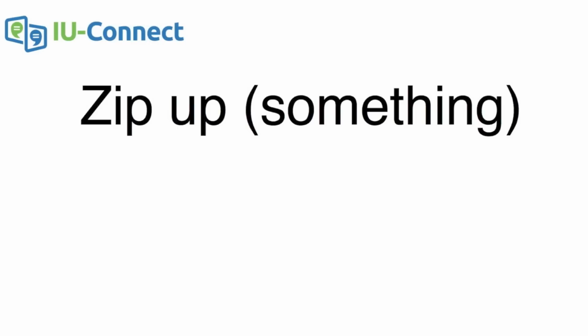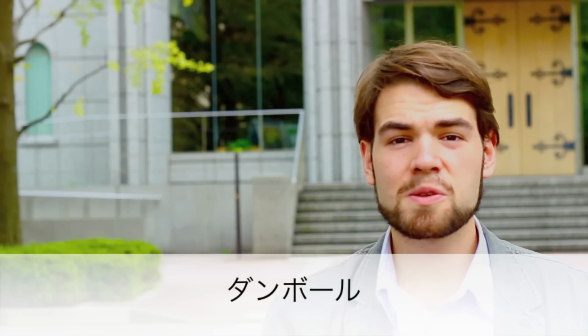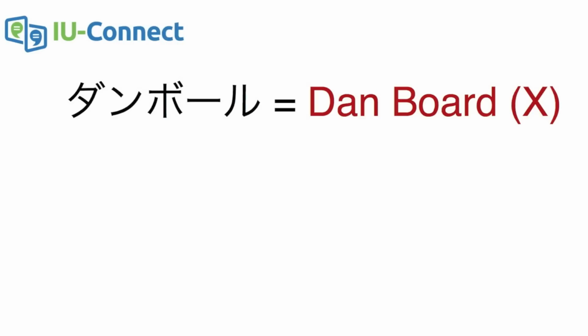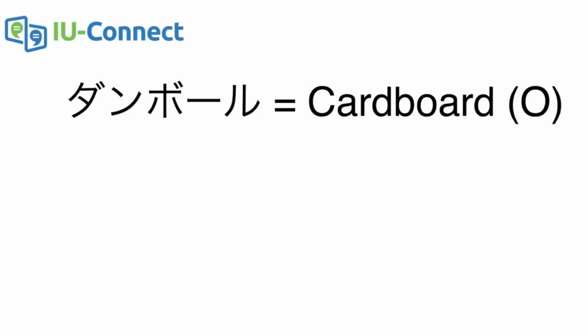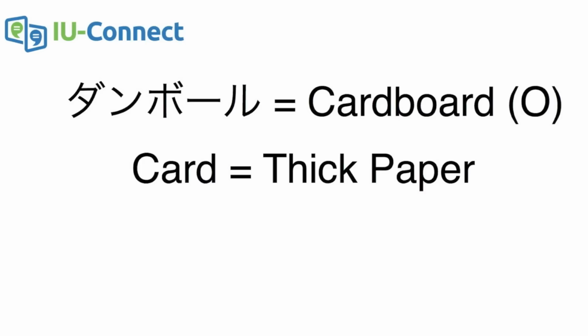button up something. The final word is 段ボール. How do you say 段ボール in English? You don't say 段ボール, though I've seen that written a couple times. Instead, you say cardboard. Cardboard just means thick paper. And since 段ボール is made of thick paper, it's called cardboard.